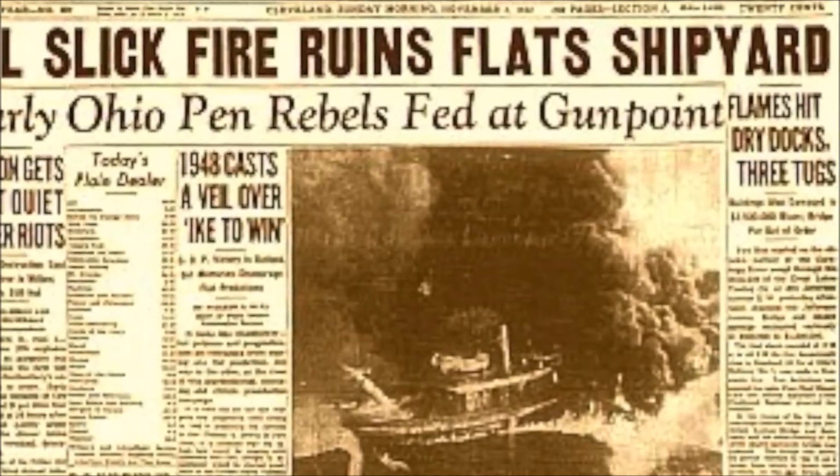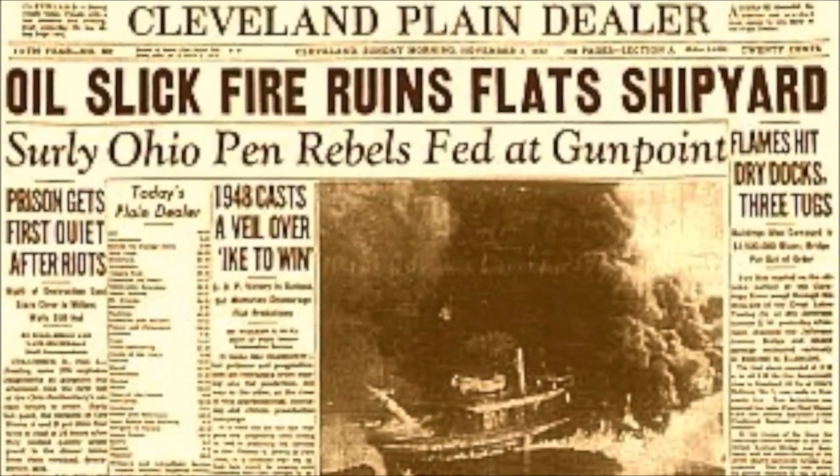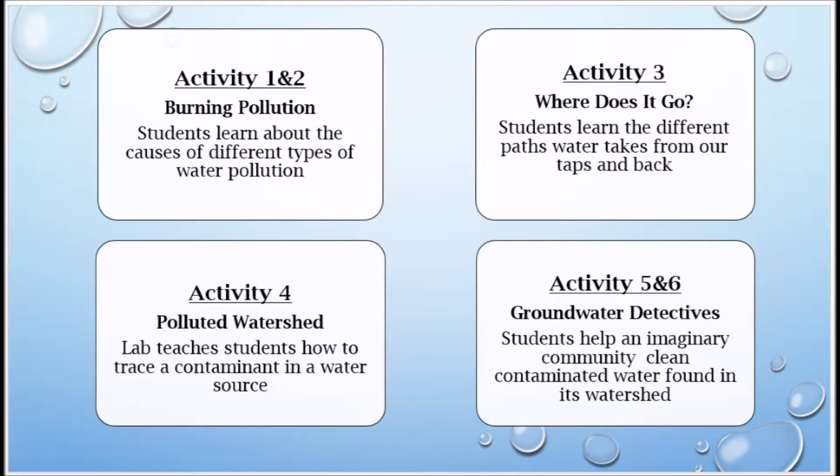On June 22, 1969, around noon, sparks from a passing train ignited a foot to a foot and a half of oil and other waste material floating on top of the water. This resulted in the famous Cuyahoga River Fire of 1969.